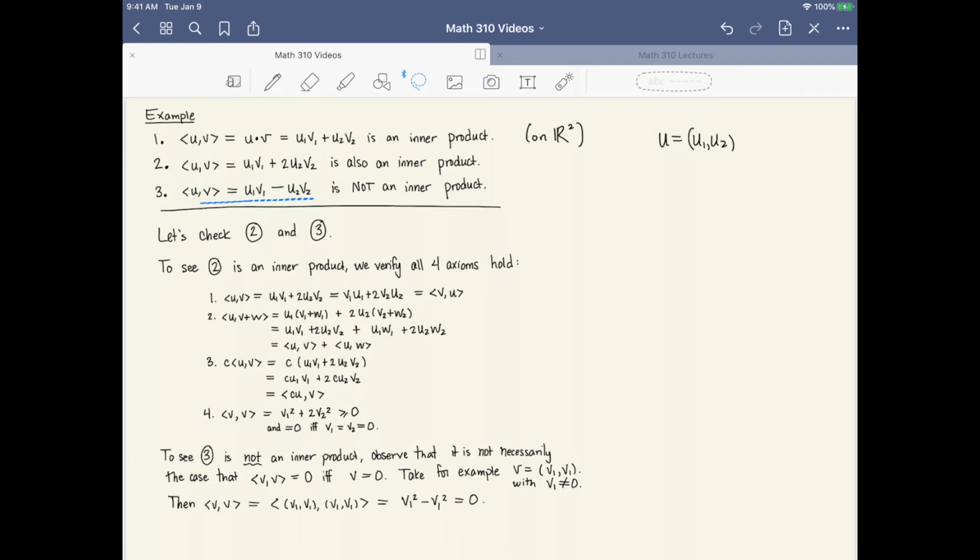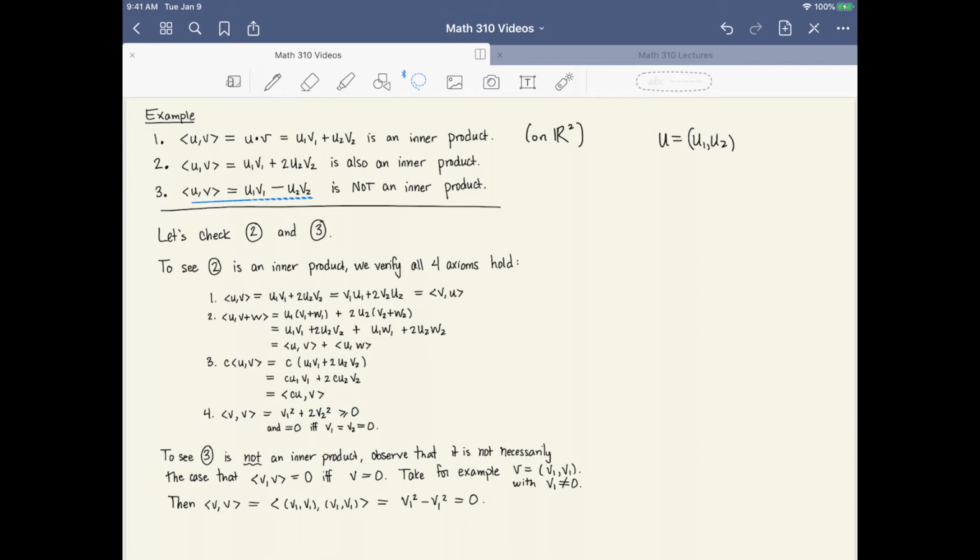So take, for example, any vector v where v1 is not equal to 0. When you pair that vector with itself, so this is a special vector where the first and second entries are the same thing, then what you get just by following this formula is v1 squared minus v1 squared, and that's equal to 0. But v1 was not equal to 0, and this shouldn't happen. This means that this axiom fails. And that means that when you try to define a product this way, it's not actually an inner product.